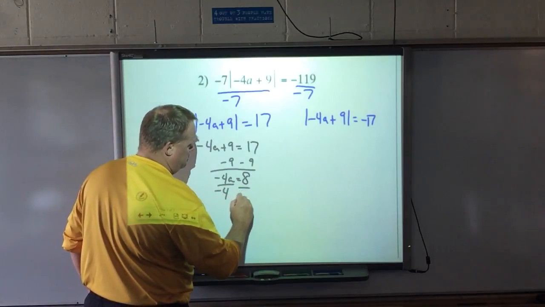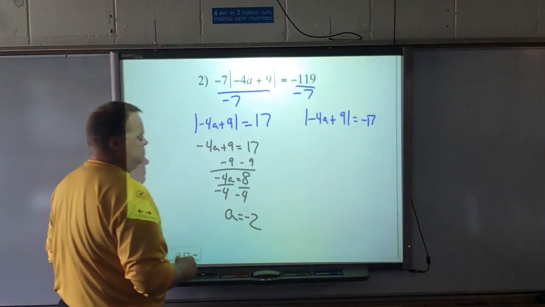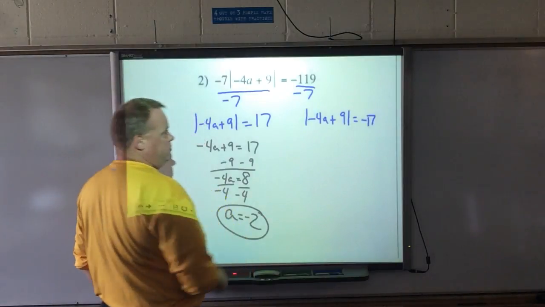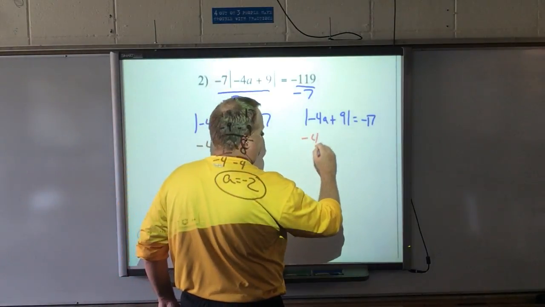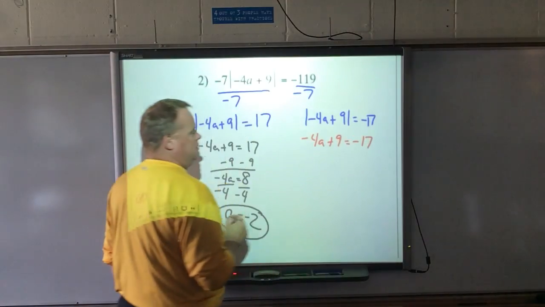Divide by 4, a is equal to -2. So I know that a is equal to -2. And conversely, -4a plus 9 equals a -17.